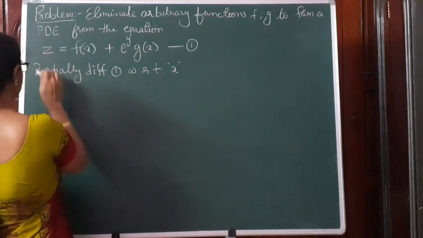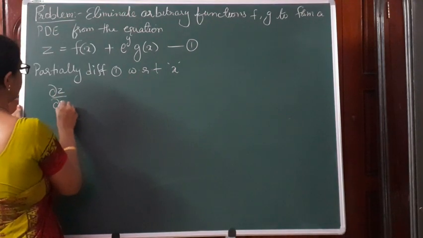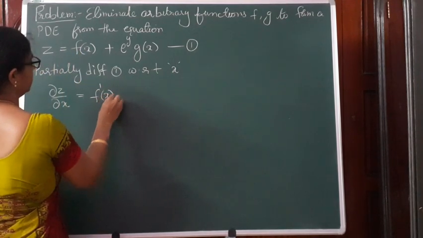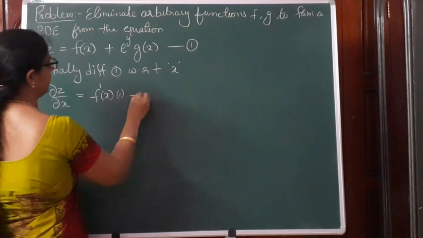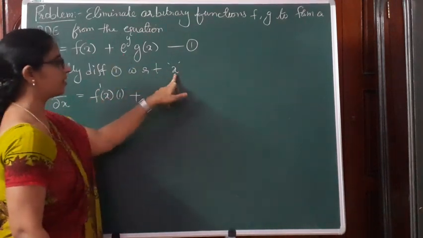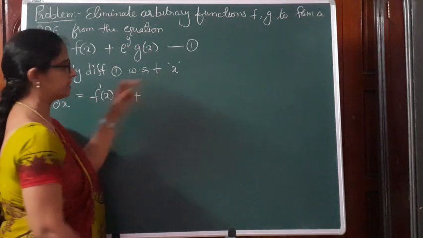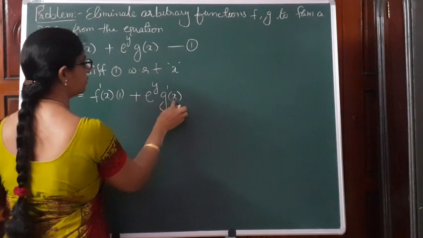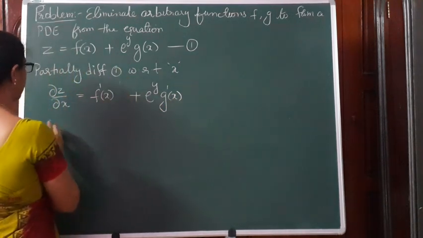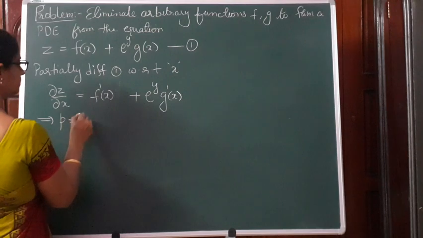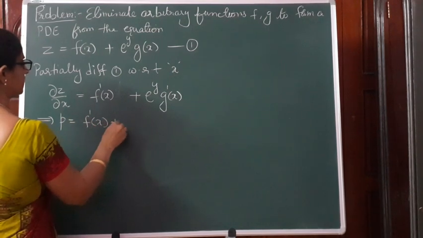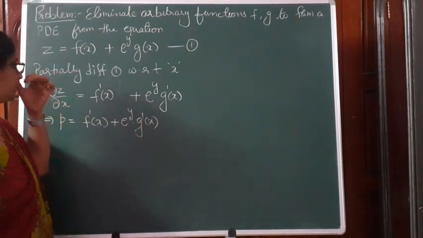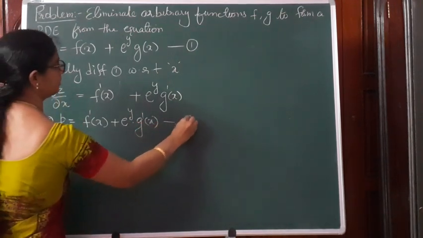Then we get dou z by dou x is equal to the derivative of f of x, which is f dash of x into the internal derivative 1, plus e power y is constant because we are differentiating with respect to x. So e power y into the derivative of g of x, which is g dash of x into the internal derivative 1. So we have p is equal to f dash of x plus e power y into g dash of x. Now partially differentiate with respect to y.